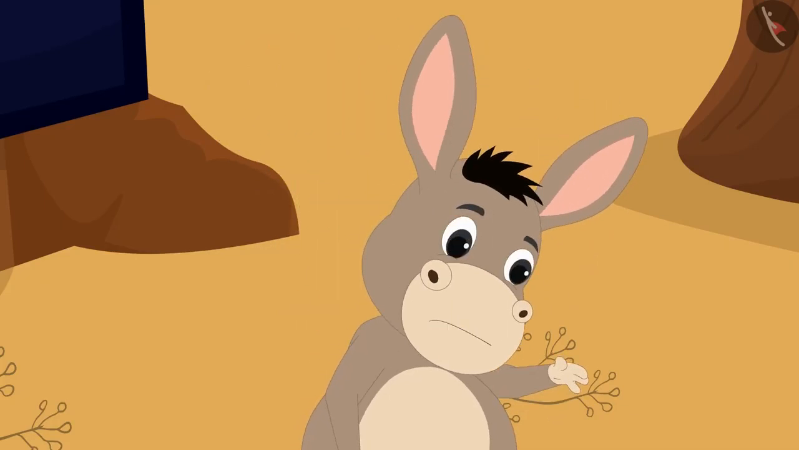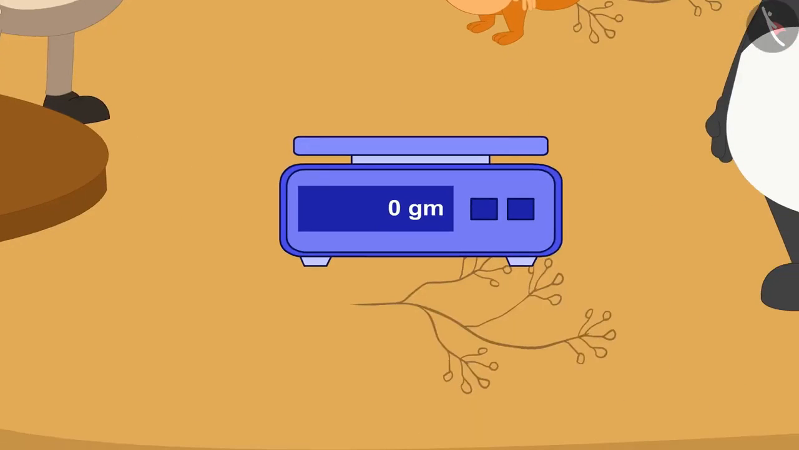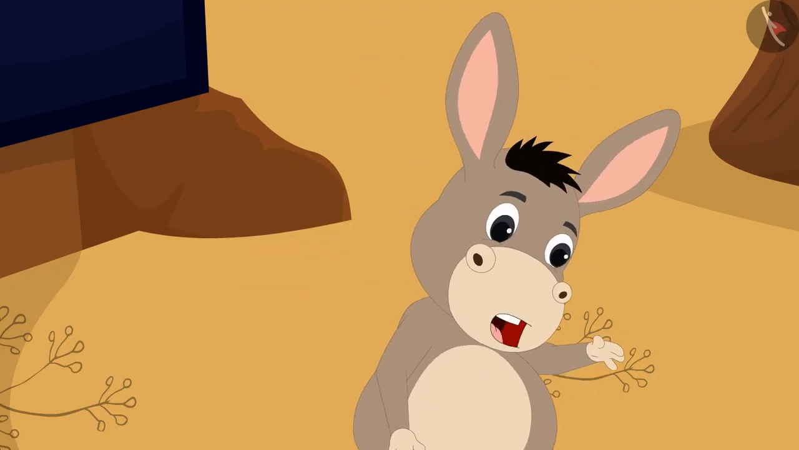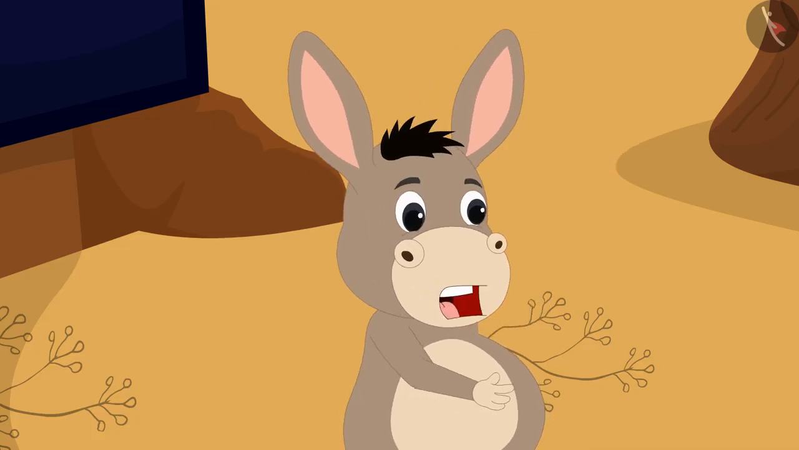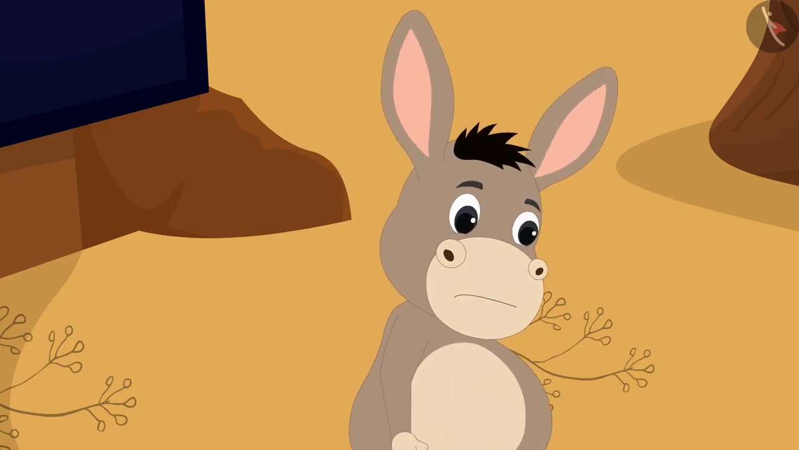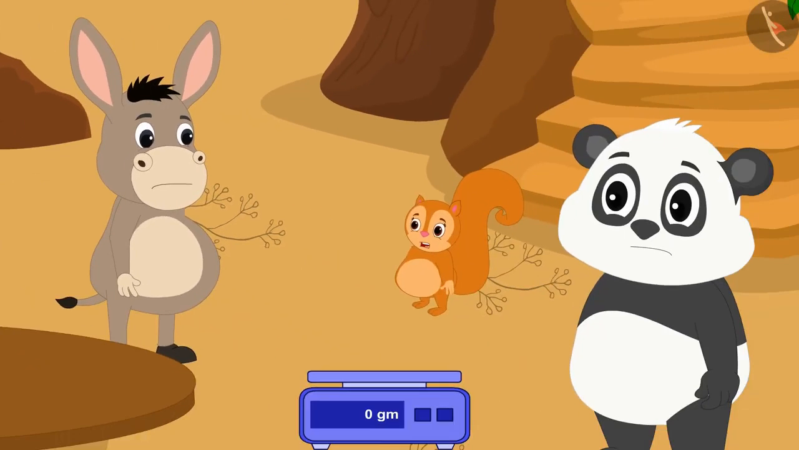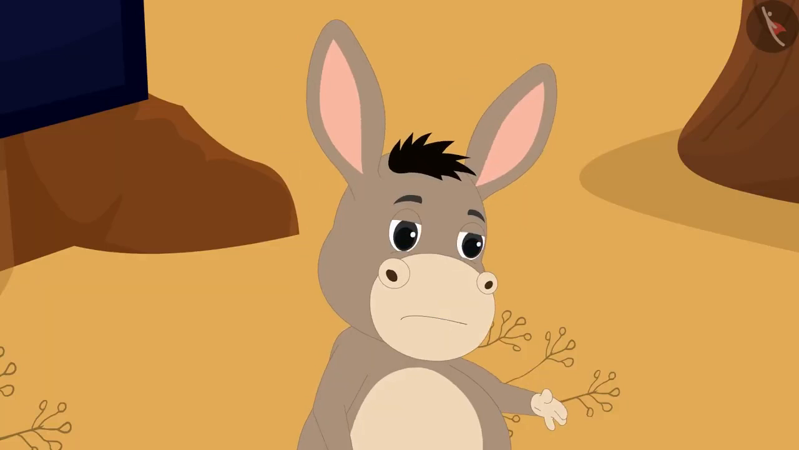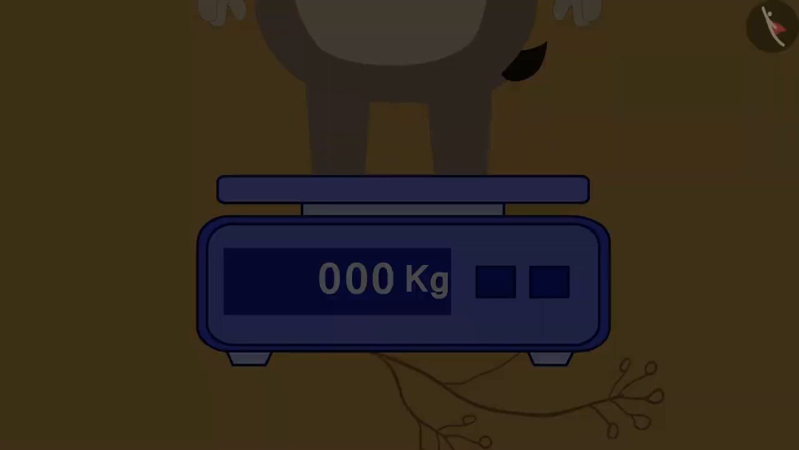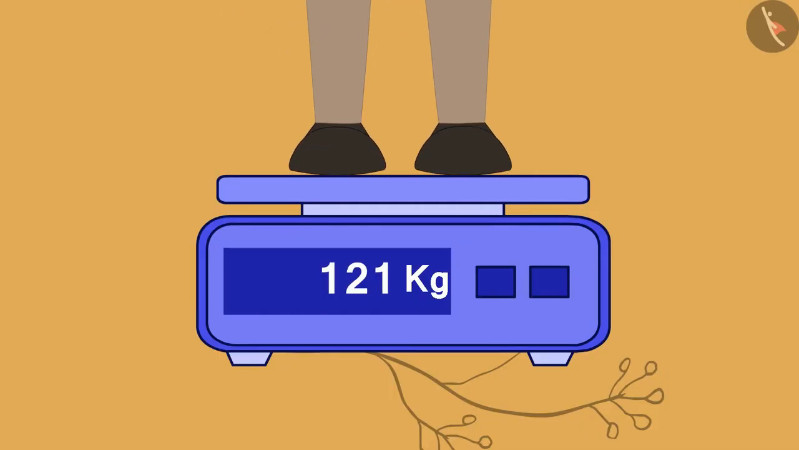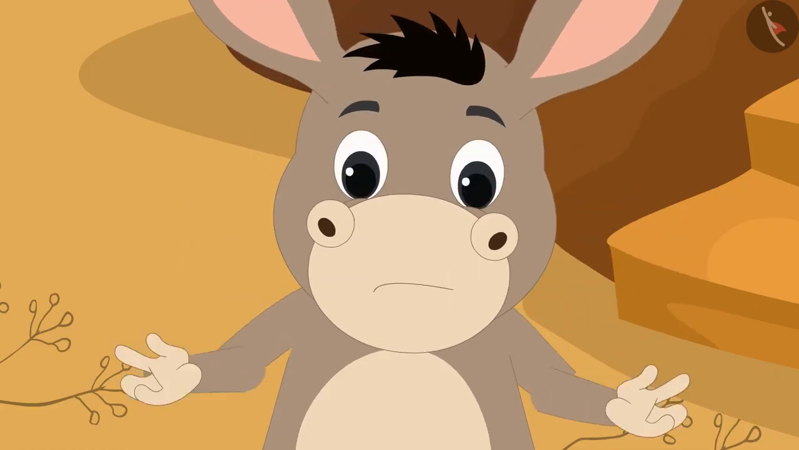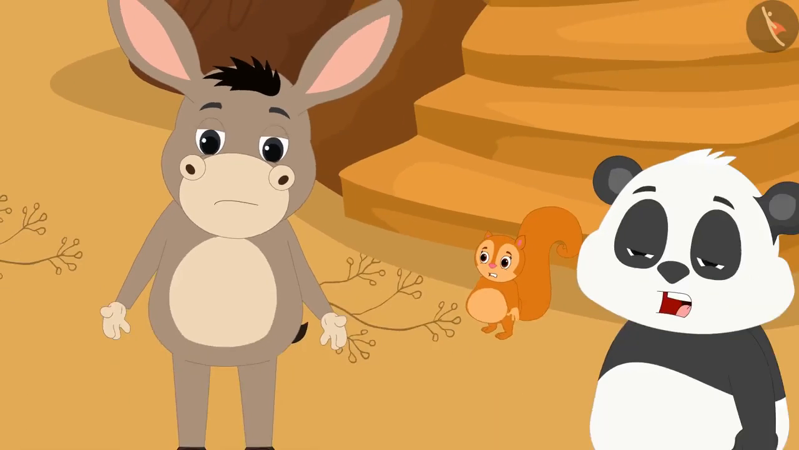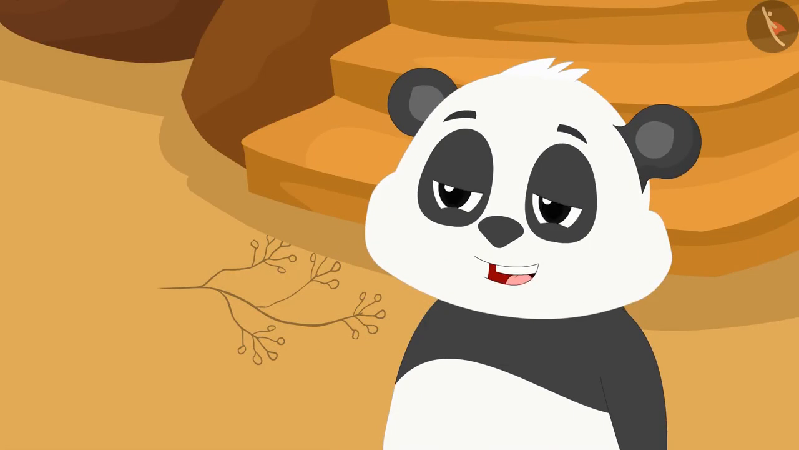"Golu, Chanda, let's first measure our weight so that we can measure our weight again after a few days. We can know whether our efforts have succeeded or not," Bhola told Golu and Chanda. "First, I will weigh myself." Bhola stood on the weighing scale saying this. "Oh my God, my weight has increased to 120 kilos," Bhola said in shock.